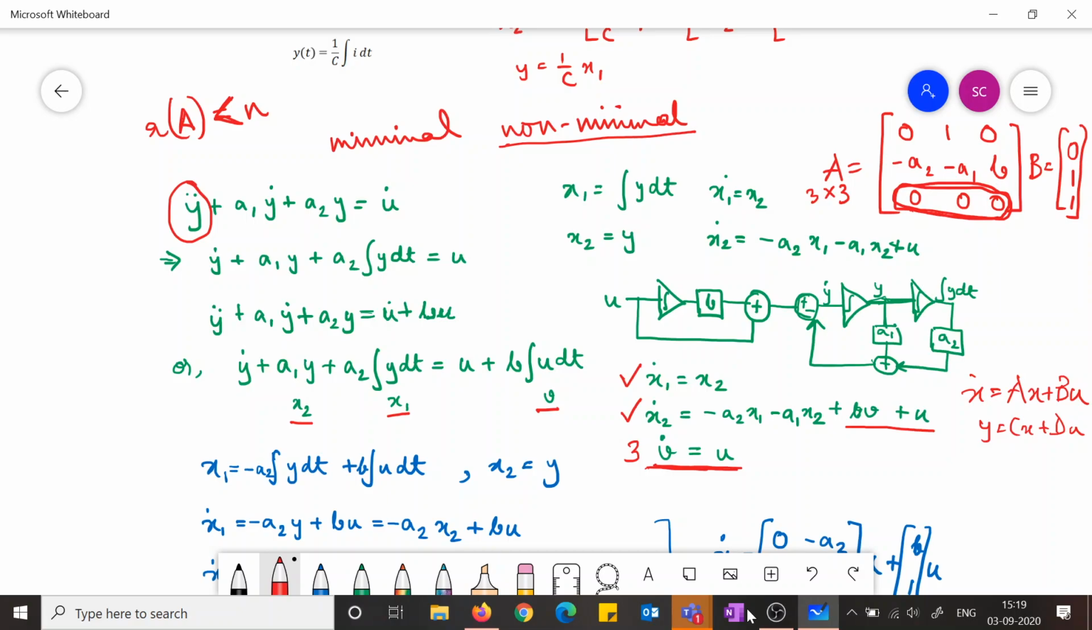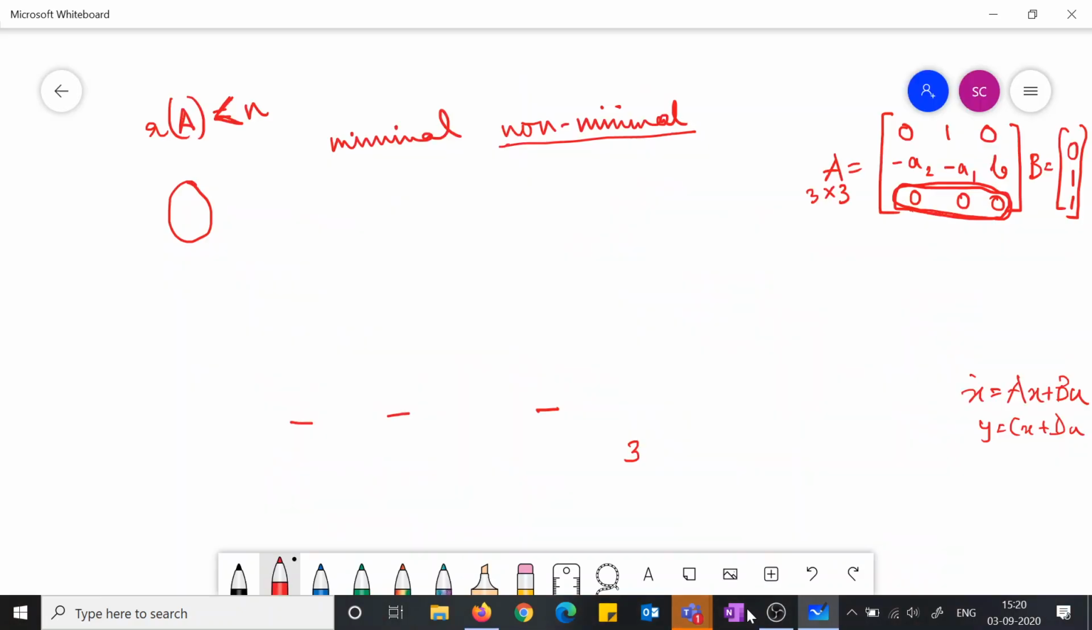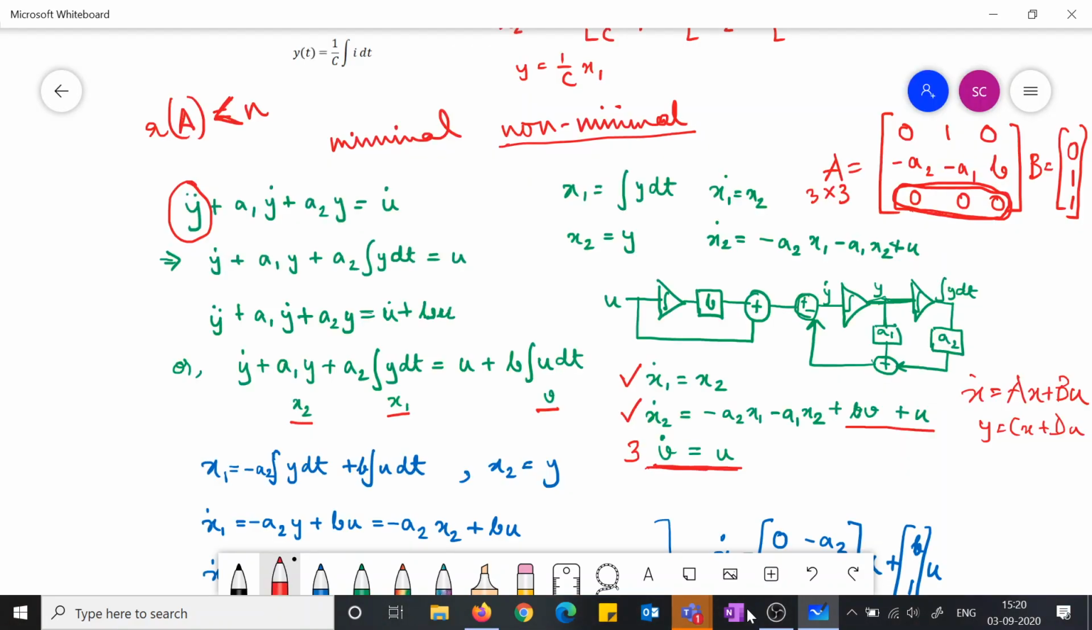Sometimes this might happen because of our own inexpertise, our own lack of skill in choosing the states. So it is only the skill of choosing the states which gave rise to this problem. This representation is a valid representation. There is nothing wrong here. However, this is not a minimal expression, not a minimal representation.